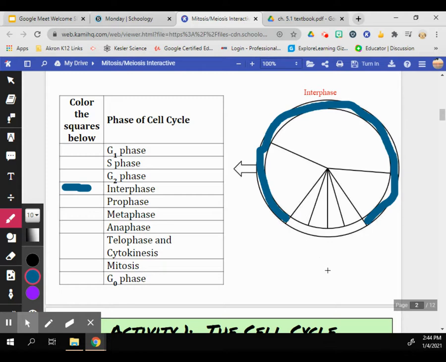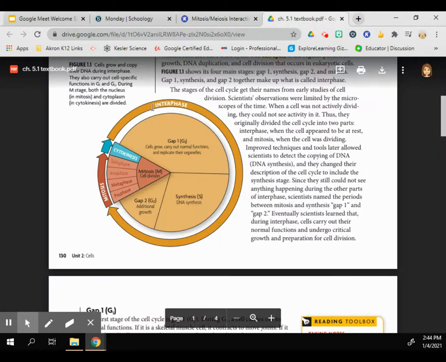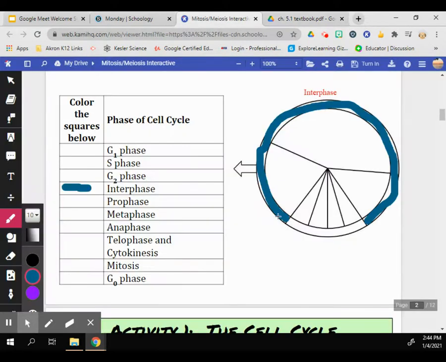So you go back and you can see if you look here, interphase, this is all of interphase, and it's divided into 3 sections, gap 1, synthesis, gap 2. If we go here, this is all of interphase, and it's going to be divided by gap 1, synthesis, and gap 2. And then that leaves the mitosis phase right here. Okay, so that's how you're going to divide it out.